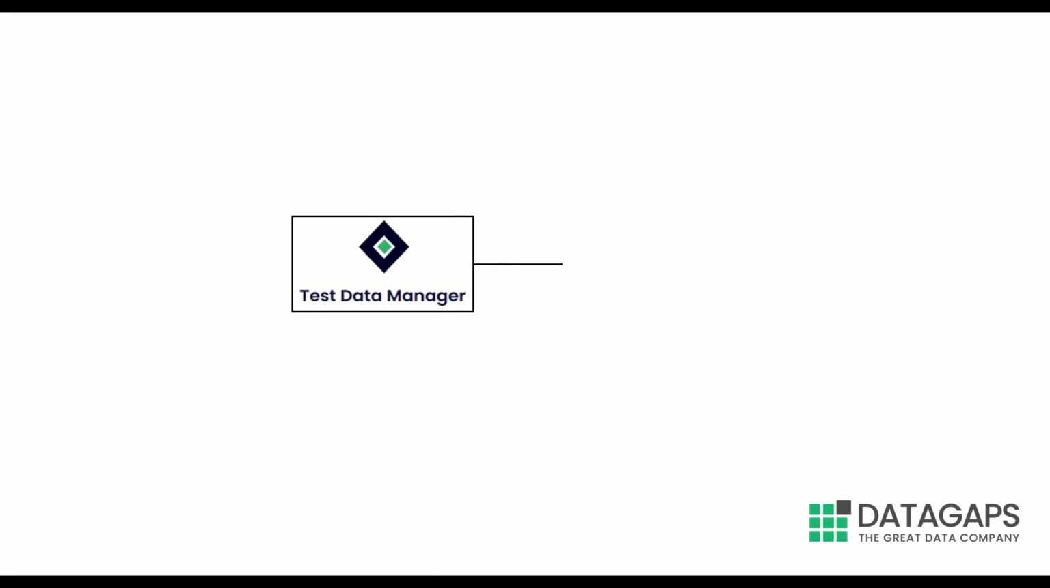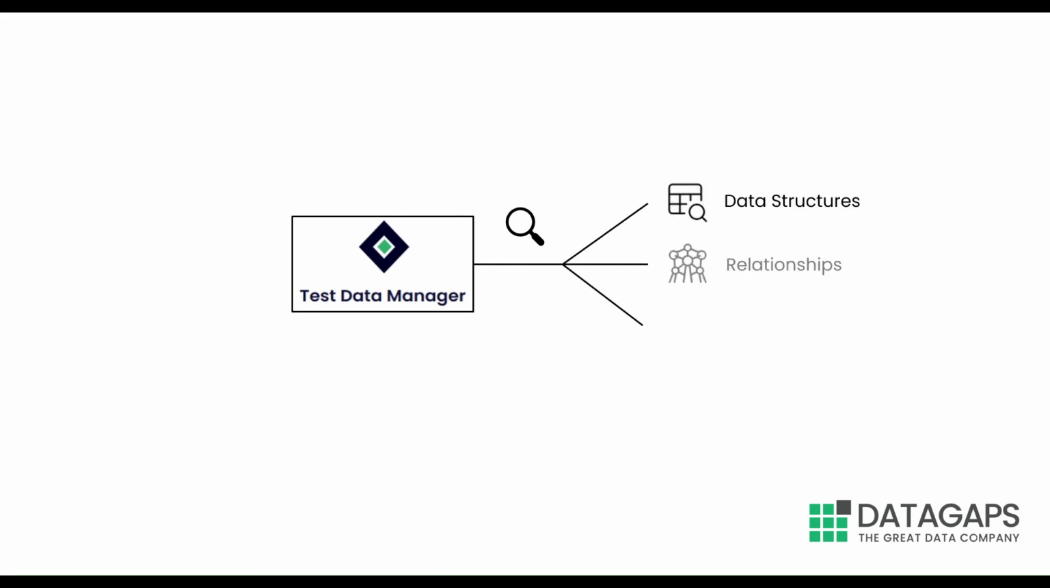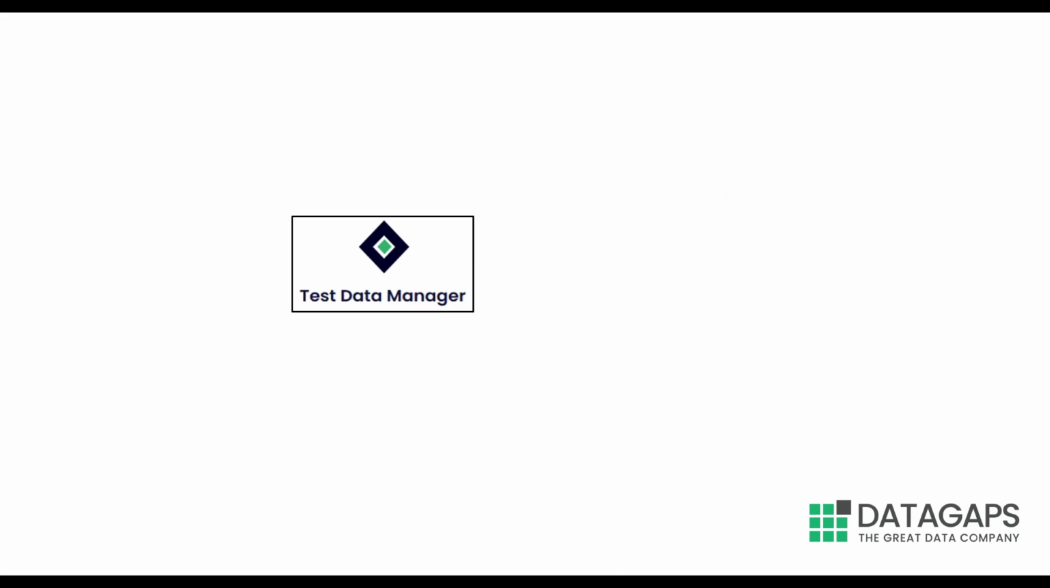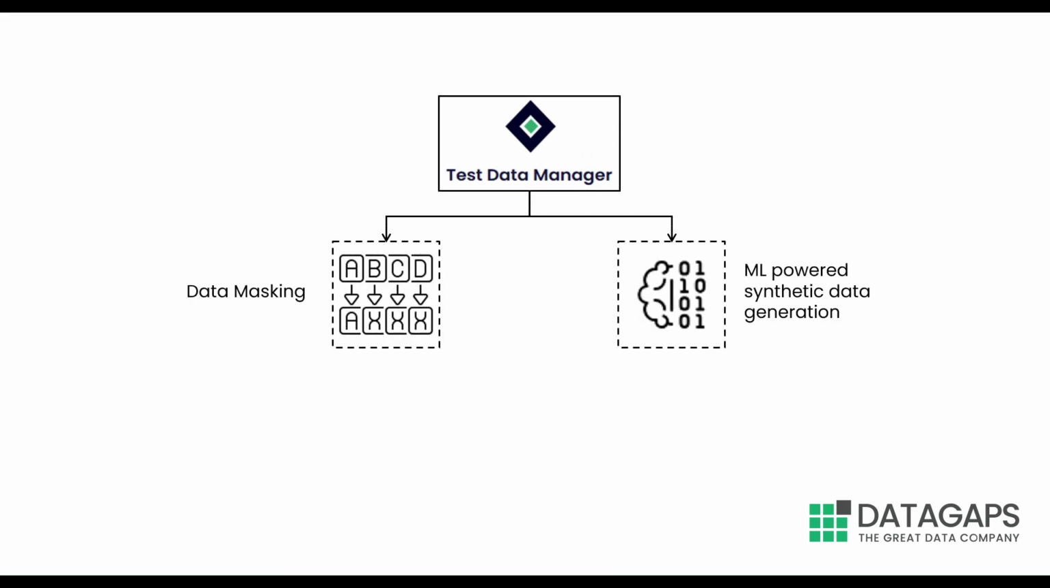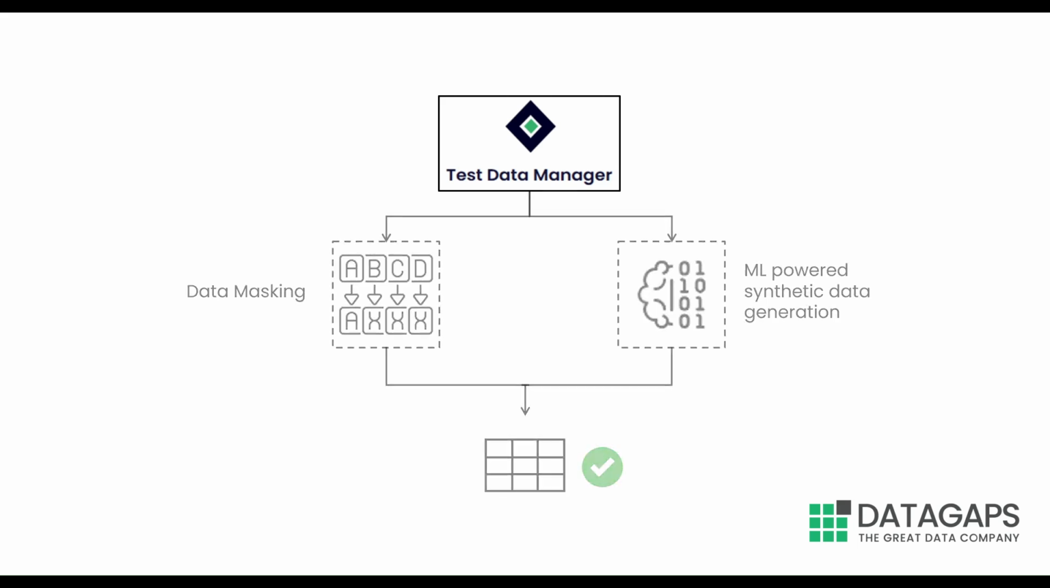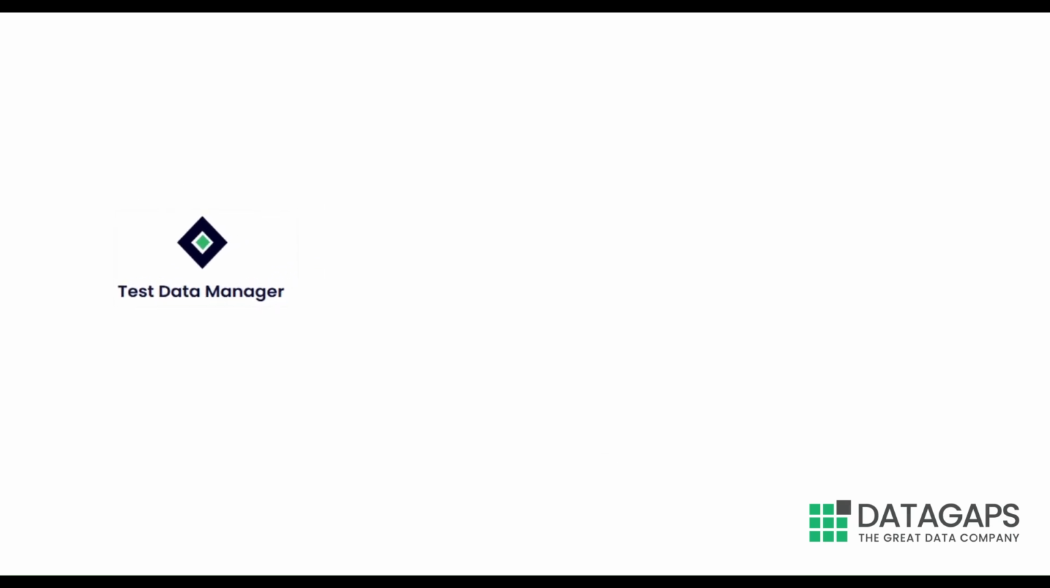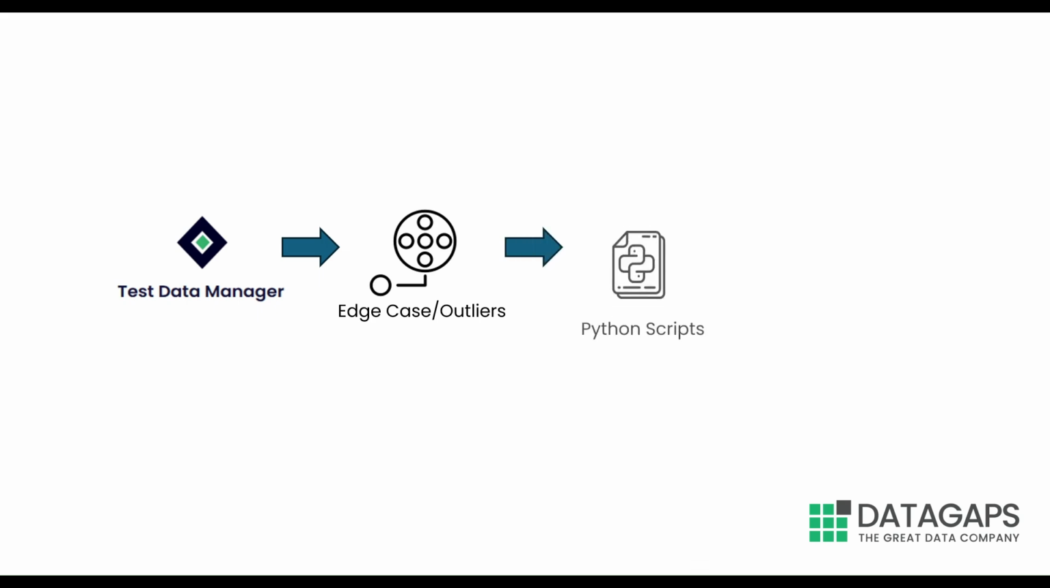It automatically detects your data structures, relationships, and sensitive fields, so there's no need for manual setup. With built-in data masking and machine learning-powered synthetic data generation, you get data that looks and behaves like production, without the risk. And if you need to handle specific edge cases, you can customize data generation using Python scripts, tailoring it to your test scenarios.